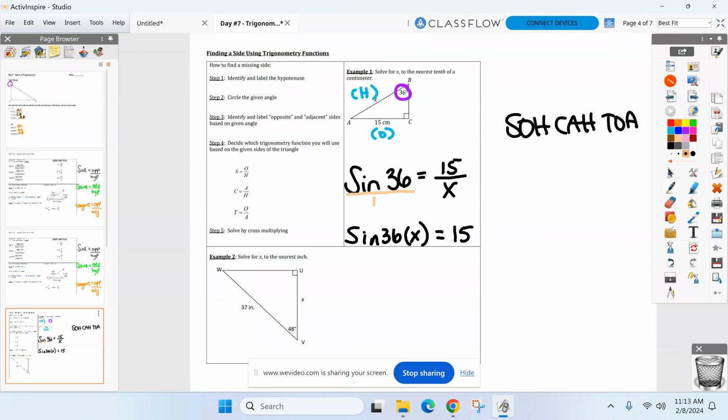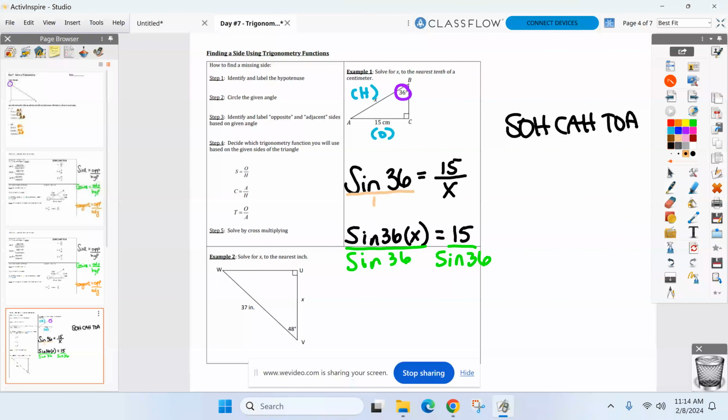And I think some of you are just scared off by this sine of 36. All that is a number that your calculator's already programmed to find. All right, it's like 0.588. It's like pi kind of. All right, it's already stored in your calculator. You just got to bring it out of the calculator, and I'll show you how to do that. So we're going to divide both sides by the sine of 36.